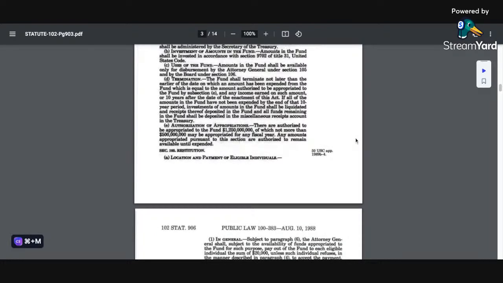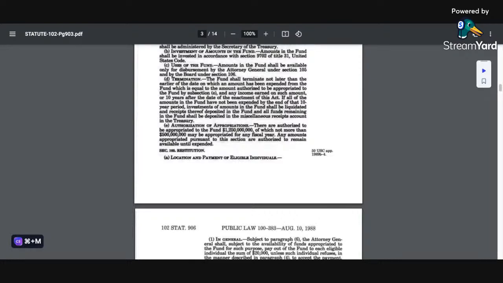D. Termination. The fund shall terminate not later than the earlier of the date on which any amount has been expended from the fund, which is equal to the amount authorized to be appropriated to the fund by subsection E, and any income earned on such amount or 10 years after the date of the enactment of this act. If all of the amounts in the fund have not been expended by the end of the last 10-year period, investments of amounts in the fund shall be liquidated, and receipts thereof deposited in the fund, and all funds remaining in the fund shall be deposited in the miscellaneous receipts amount in the Treasury.